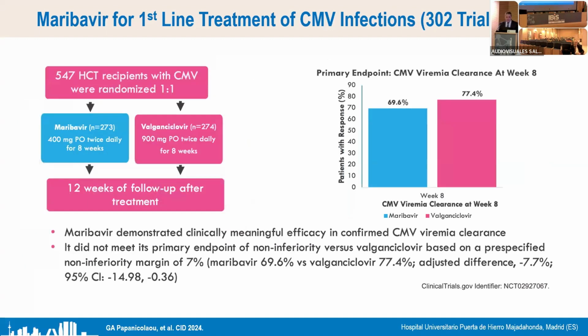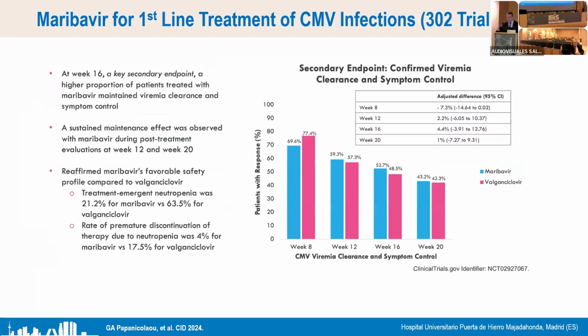547 patients randomized, 12 weeks follow-up. And as you can see, at the time, week 8 of the primary endpoint, the results were not different, really. The results were the same. If we look, this is week 8, and then week 12, and 16, and 20. In blue, maribavir, and in pink, valganciclovir, there's no big difference. So clearly, it's not better.